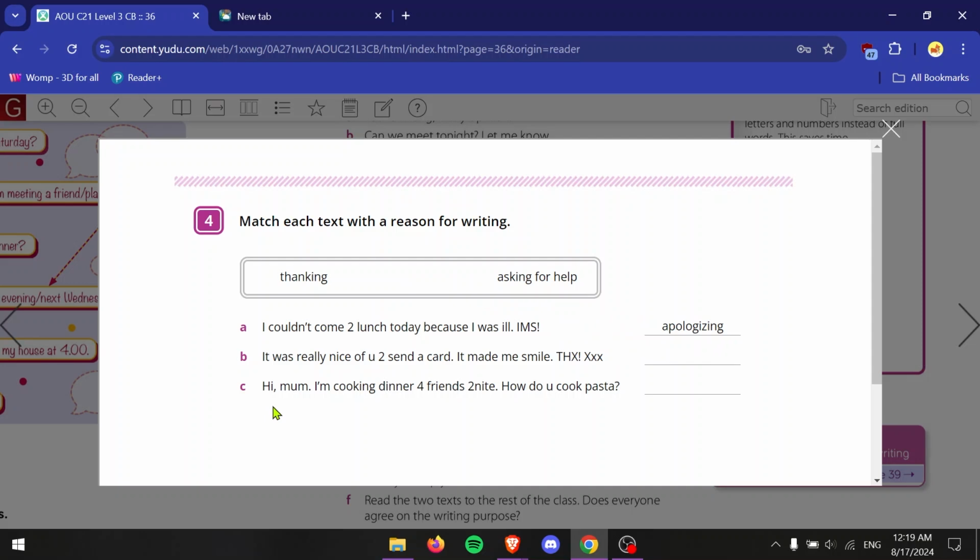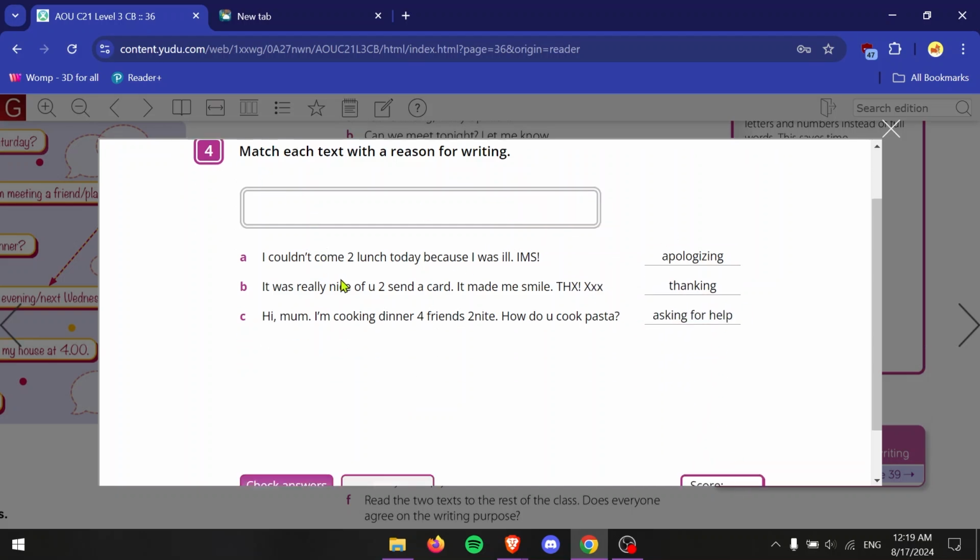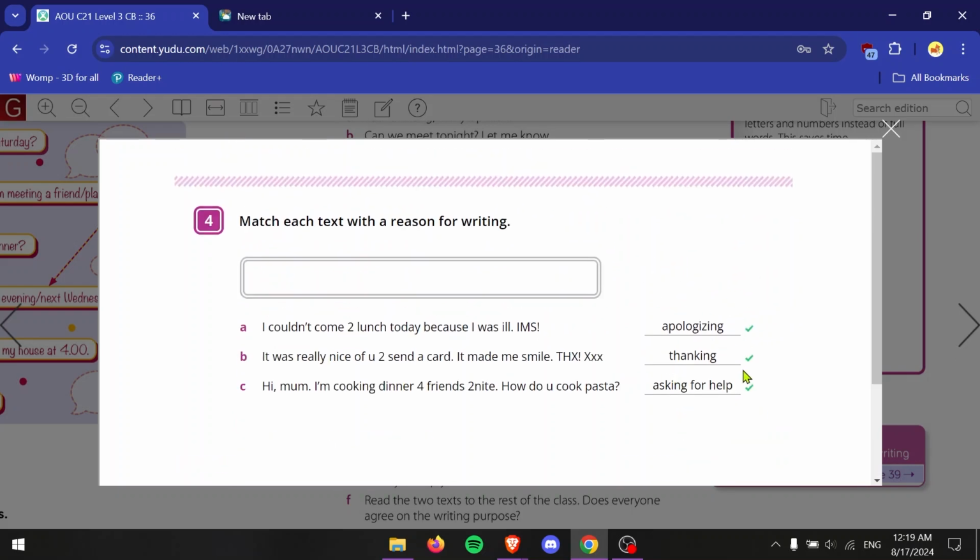It was really nice of you to send a card. It made me smile. Thanks. Kiss, kiss, kiss. That would be someone thanking you. And, hi, Mom. I'm cooking dinner for friends tonight. How do you cook pasta? This is someone asking for help. Okay? So it's 4. Let's check answers. Here you go.